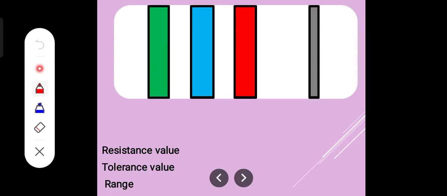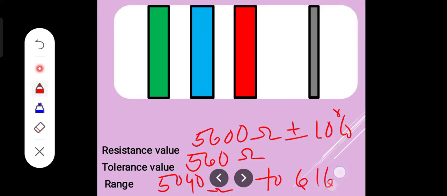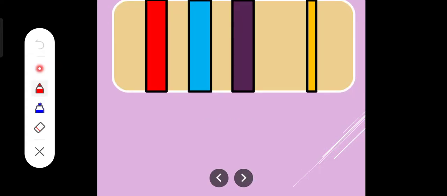Okay, again, yung resistance value na nakuha natin or resistance, this one is 5,600 ohms plus minus 10%. Tolerance is 560 ohms. Then the range is 5,040 to 6,160 ohms. Okay, next color, we have this one.